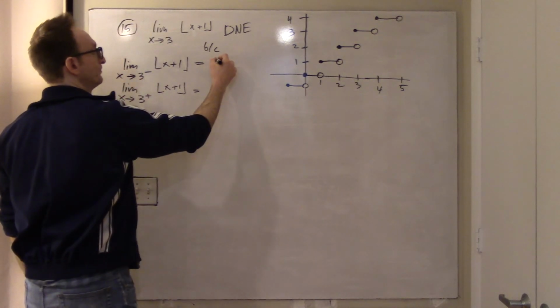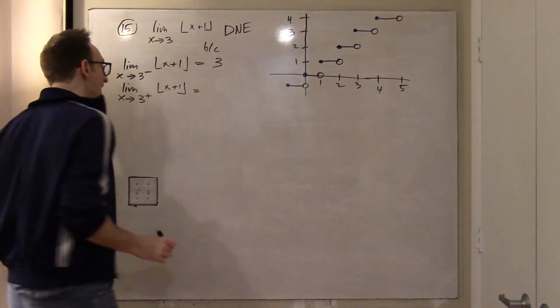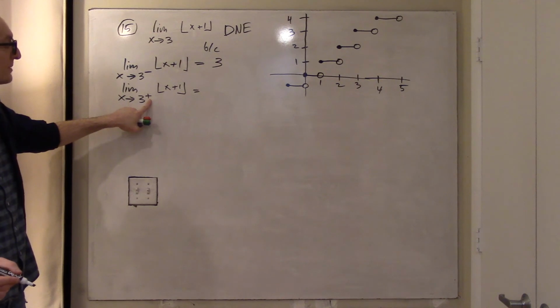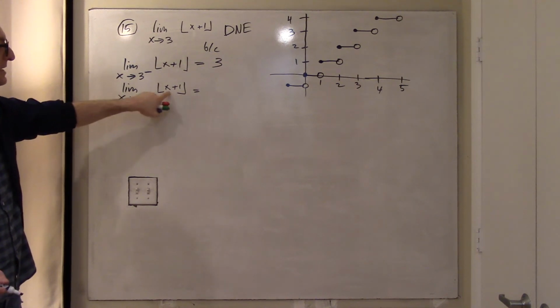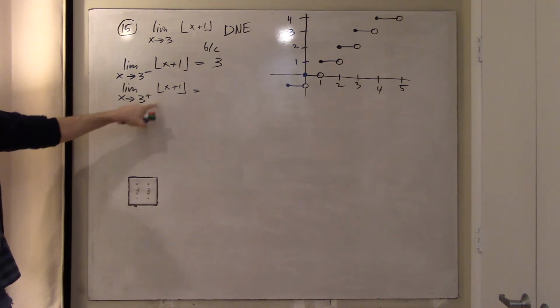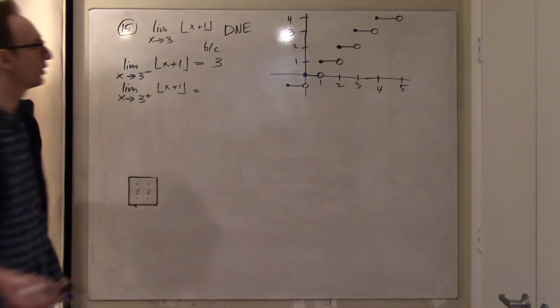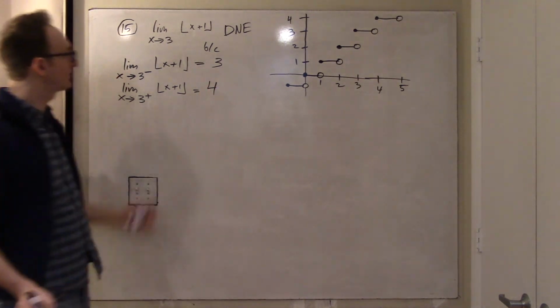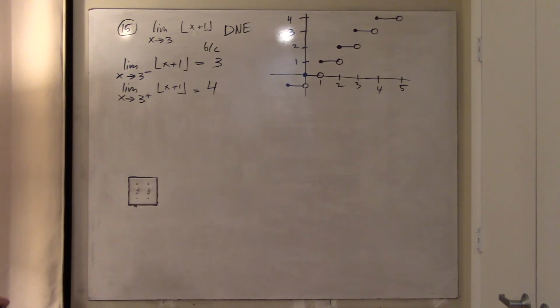It's just 3. And if I plug in a number which is a little bit more than 3, then when I add 1 to it, that's a little bit more than 4. What is the floor of a little bit more than 4? It's 4. And the limit from the left is not equal to the limit from the right, and so this limit just does not exist.